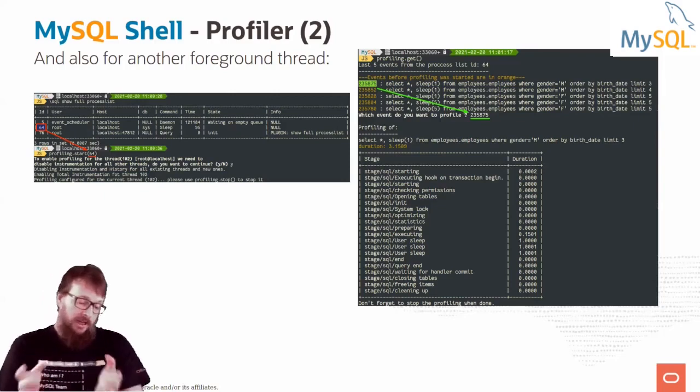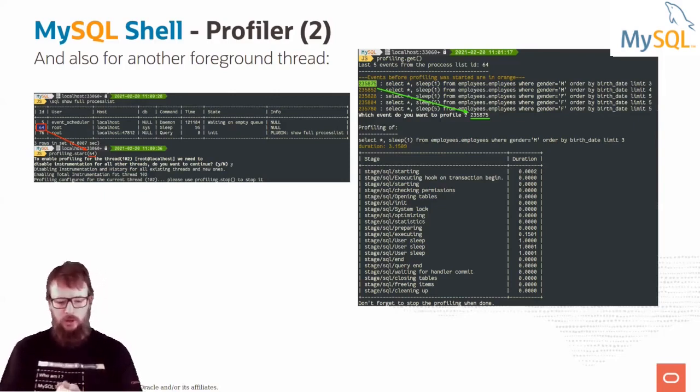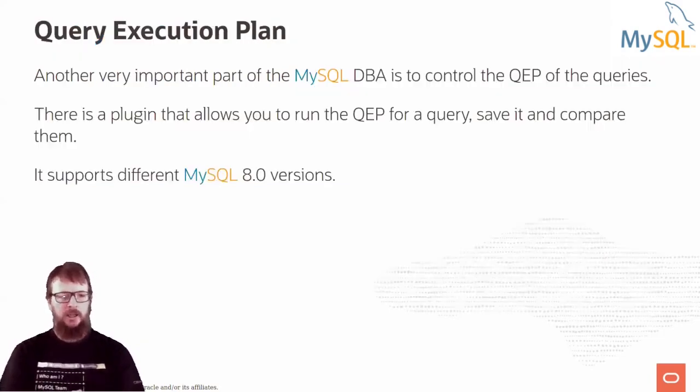Something which I also like to work with and to fix is the query execution plan. I think at least this is the most important part of the MySQL DBA's job: to control the query execution plan for the queries. I made a plugin for the shell that can give you the query execution plan and its cost, and you can save it and compare it. So you can compare between different versions if the query execution plan has changed, for example, and you can see the difference. This is very, very interesting.